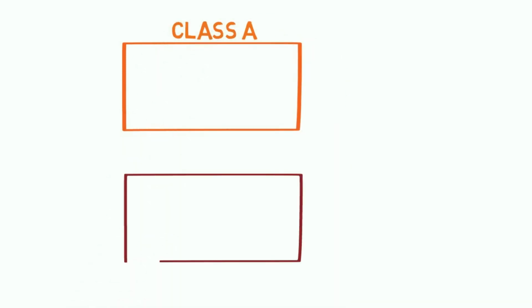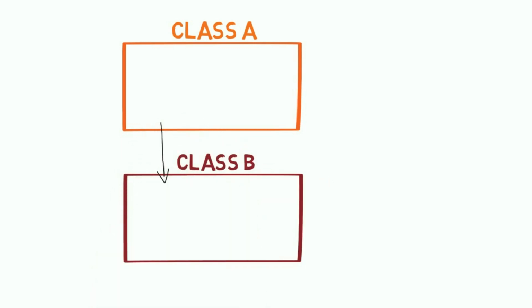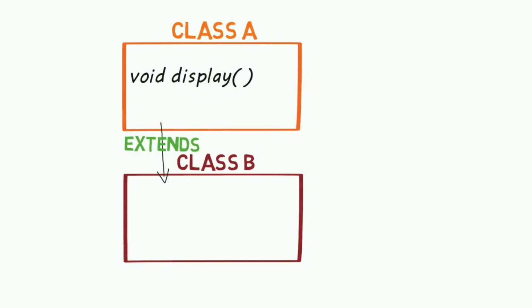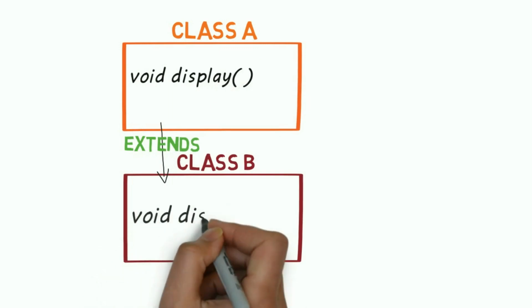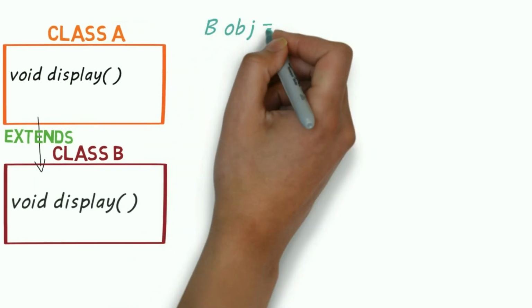I know A and B are worst names for naming a class according to naming conventions, but I am using these names just to simplify this concept. Suppose class A has a method called display, which prints some value of class A. And class B also has a display method which prints some values of class B.